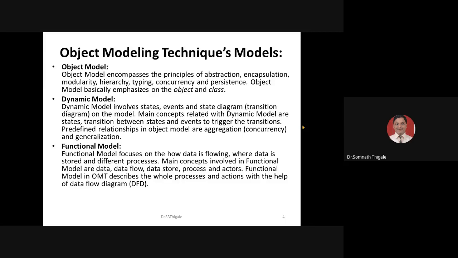Now, object model, as the name suggests, what does the object model do? Object model focuses on the principles of abstraction, encapsulation, modularity, hierarchy, typing, concurrency, persistence. So object model basically emphasizes the object and class. Object model is nothing but representing the project as a collection of different objects and how objects are going to interact with each other. So we can draw a simple object diagram.